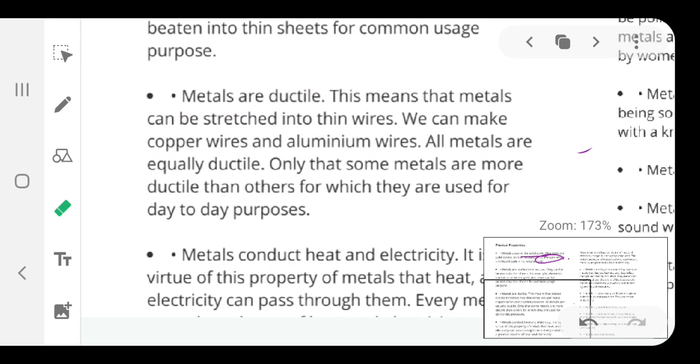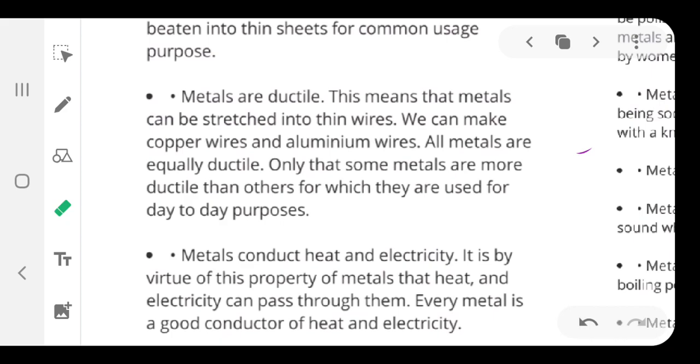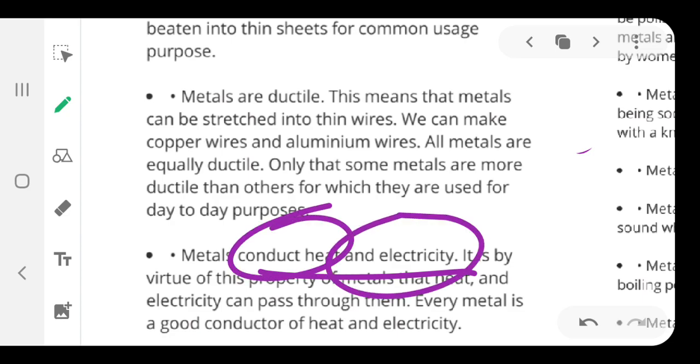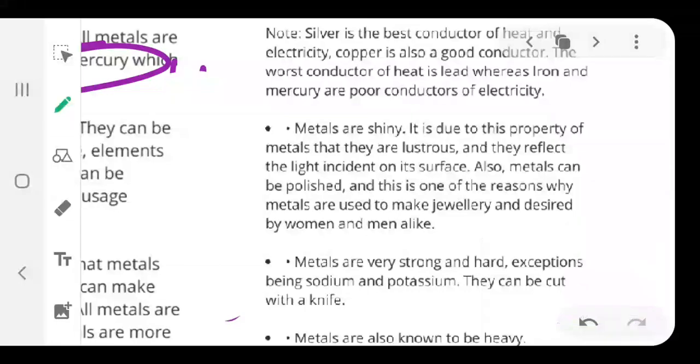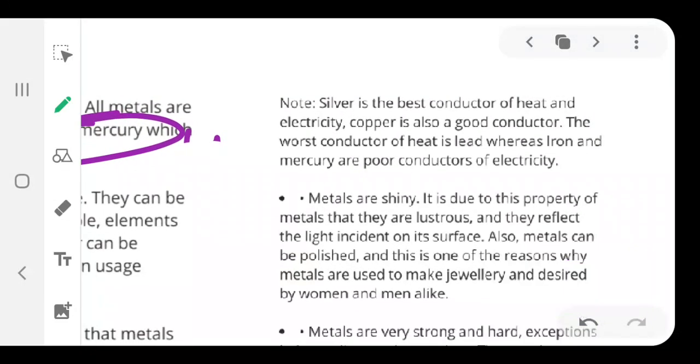And then metals are good conductors of heat and electricity. You can see it. That's why we use them in our various electrical appliances. So metals have very good conductivity of heat and electricity both. Then we have just told you the example, underline that silver is one of the best conductors of heat and electricity. Then copper is also.